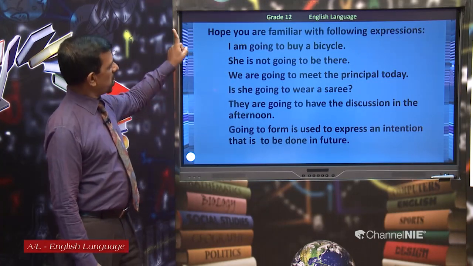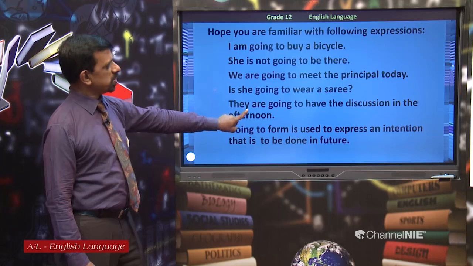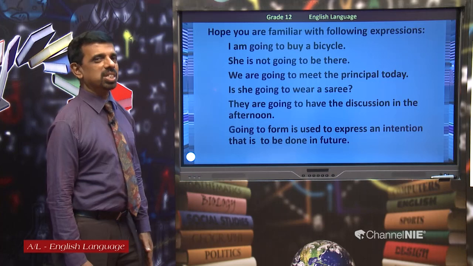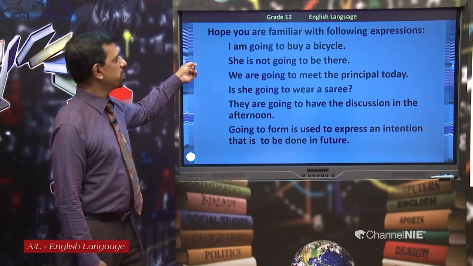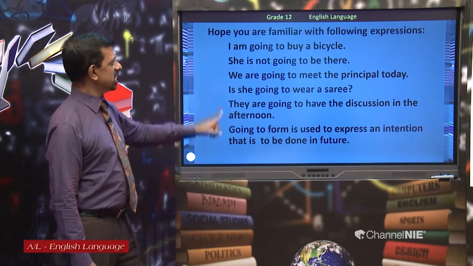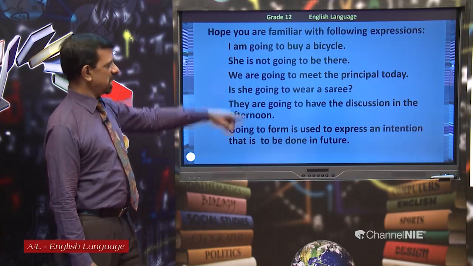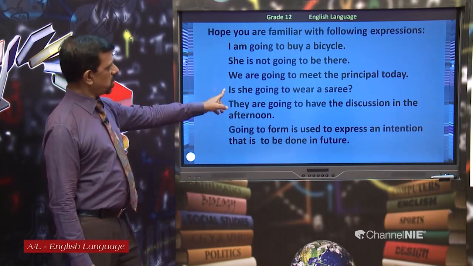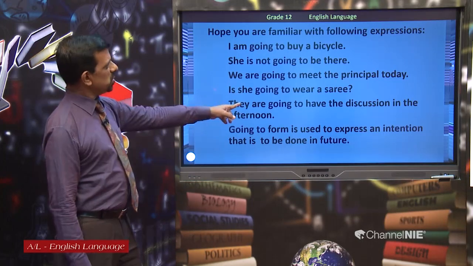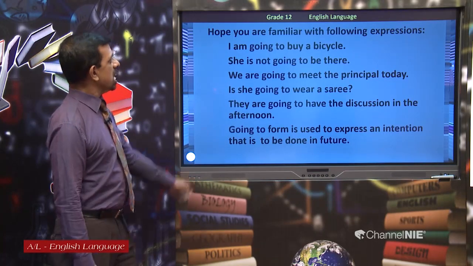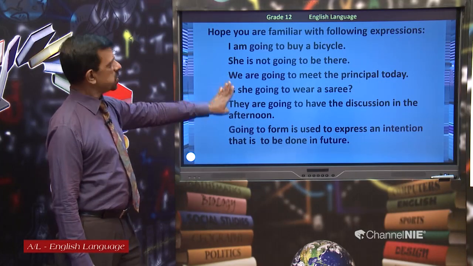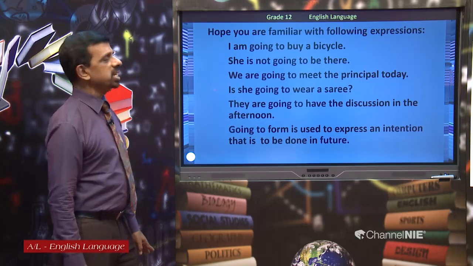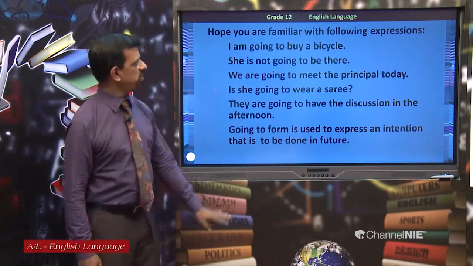Look at it again. Going to form is used to express an intention that is to be done in future, but not the continuous form as we have learned previously. I am going to buy a bicycle. She is not going to be there. We are going to meet the principal today. Is she going to wear a sari? Are they going to have the discussion in the afternoon? This using of going to form is mainly to show your intention and activity that you are planning to do in future.